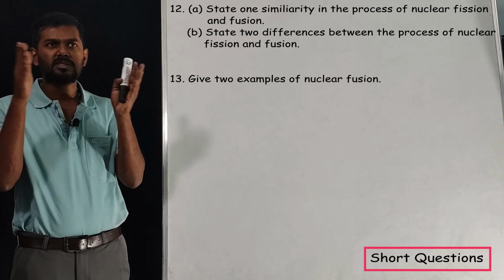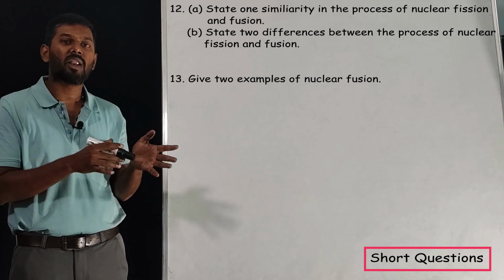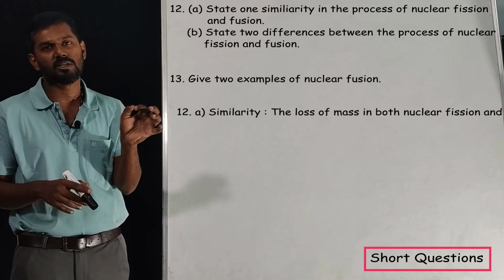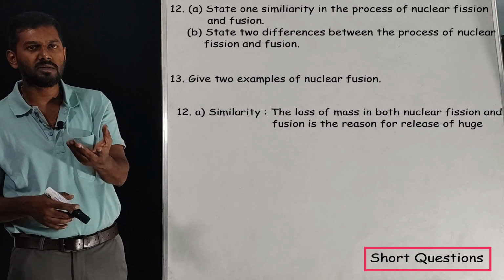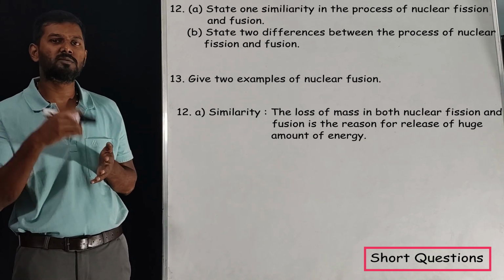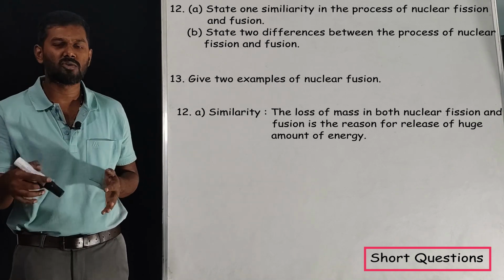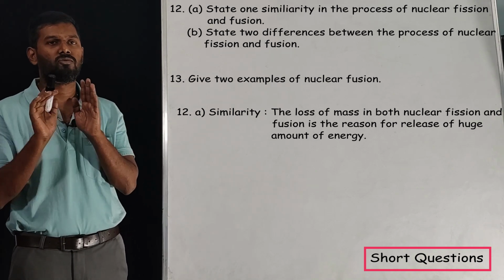Very simple. What is the similarity between fusion and fission? There will be a loss of mass on the product side in both fusion and fission reactions. This one you can write, or else, the energy released: there will be energy released by both the reactions, nuclear fission and nuclear fusion. Out of these two you can write any one to get full marks.